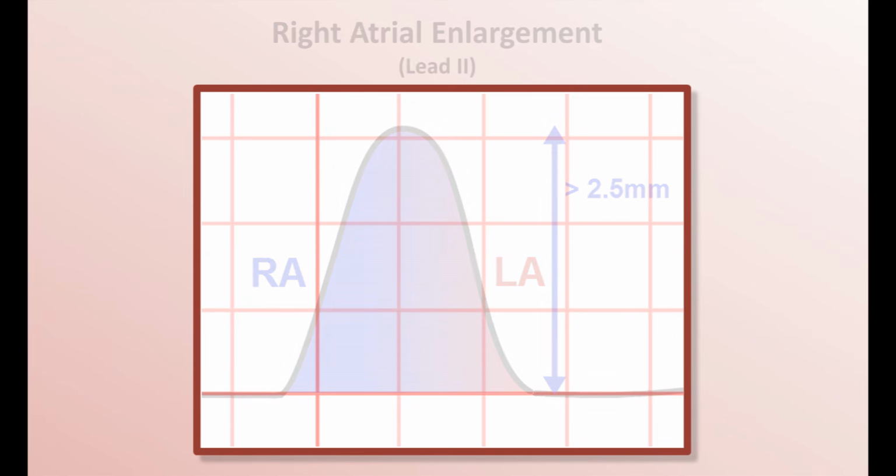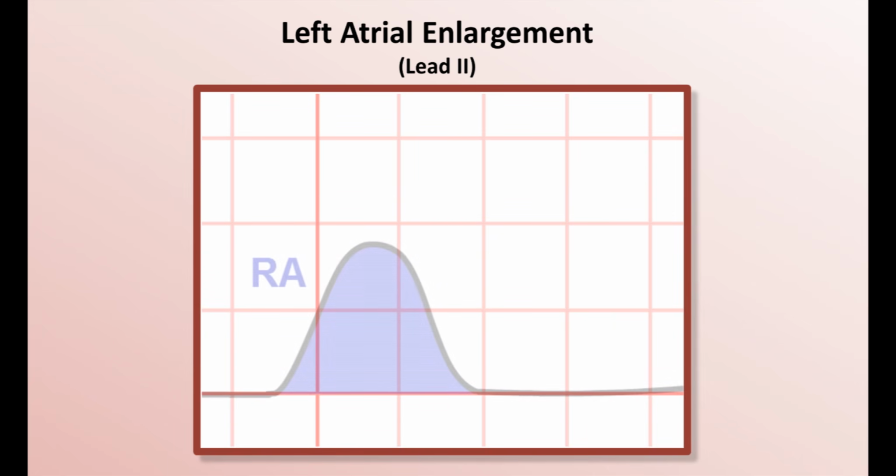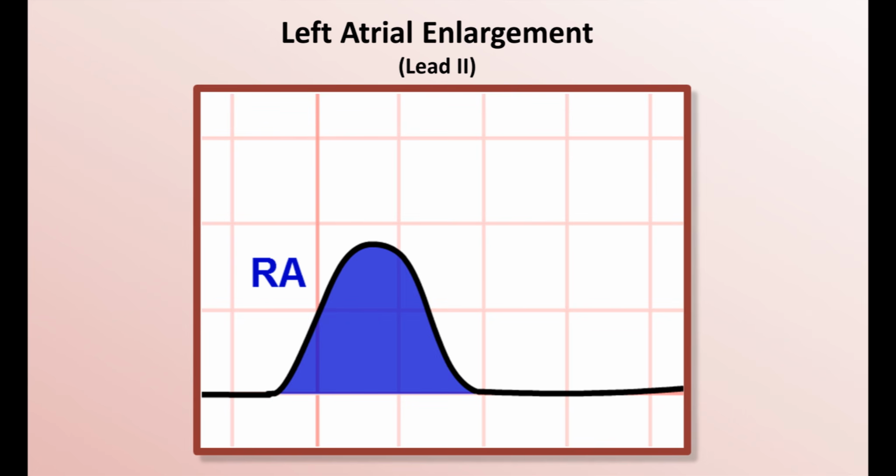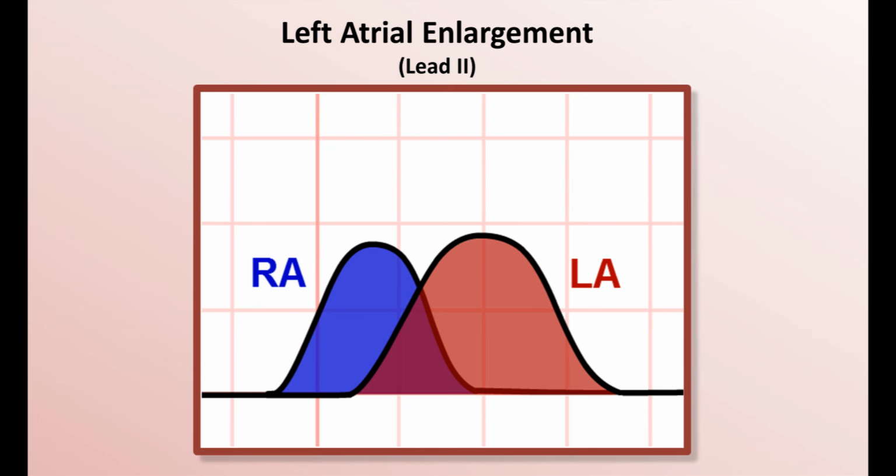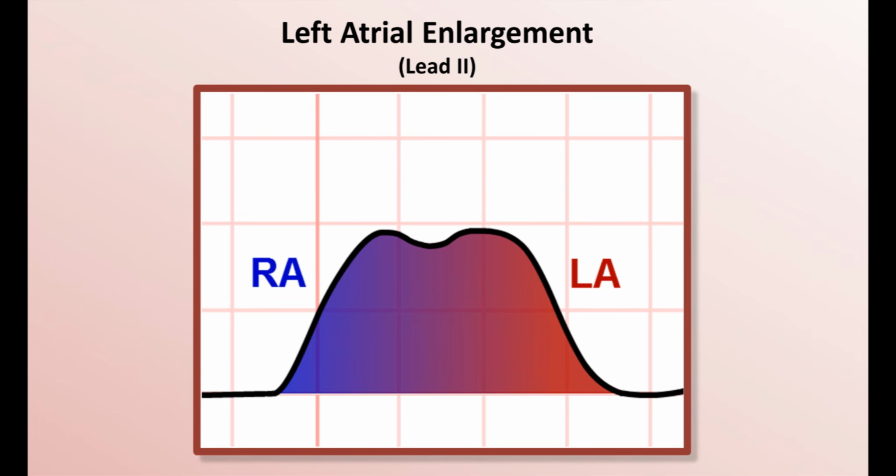Things are slightly different in left atrial enlargement. Here is the normal contribution to the P wave from a normal-sized right atrium. And now here's the contribution from the more massive left atrium. Since left atrial depolarization initiates later to begin with, the P wave ends up being overall prolonged. The typical cutoff is greater than 120 milliseconds. You will also note that the P wave in left atrial enlargement may have two distinct peaks, the first from the right atrial depolarization and the second from left atrial depolarization.